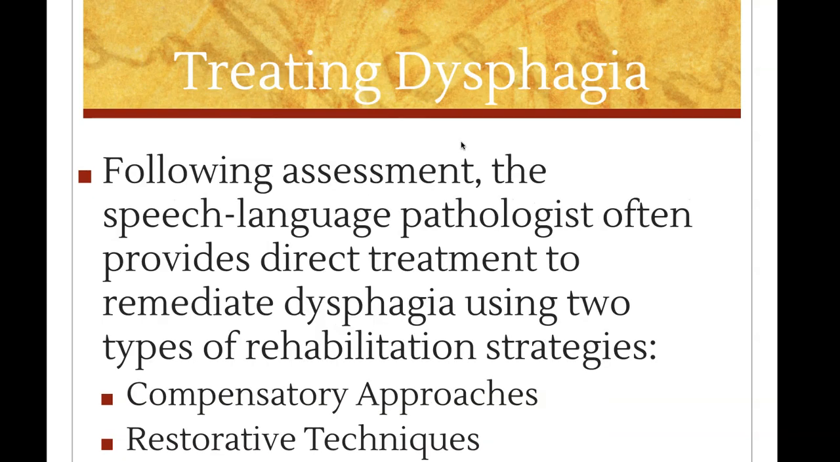Treating dysphagia. Following assessment, the speech-language pathologist often provides direct treatment to remediate dysphagia using 2 types of rehabilitation strategies. So one would be compensatory approaches. So we can look at what the person's eating. Do they have a hard time with liquids? Do they have a hard time with solids? Right? Can we make liquids thicker? Can we put a thickening agent in their liquids so that they have an easier time?